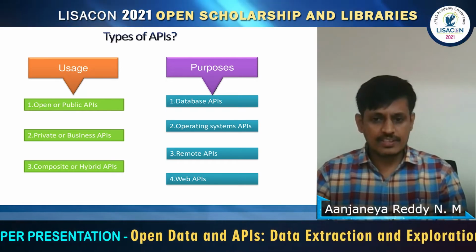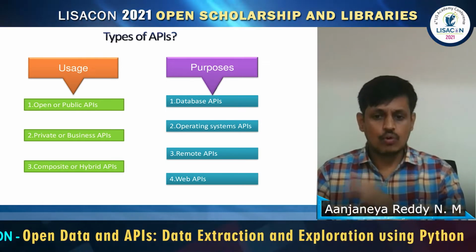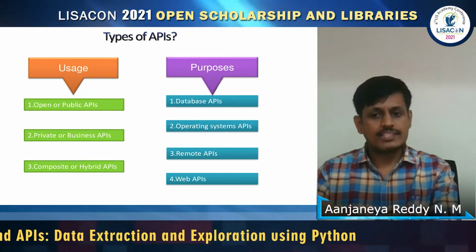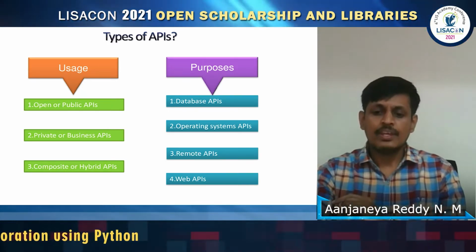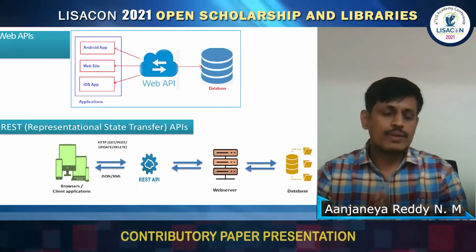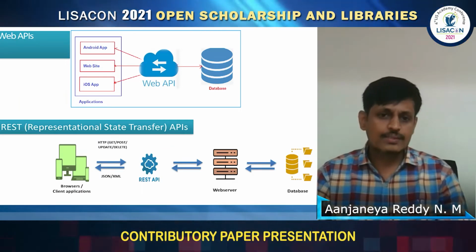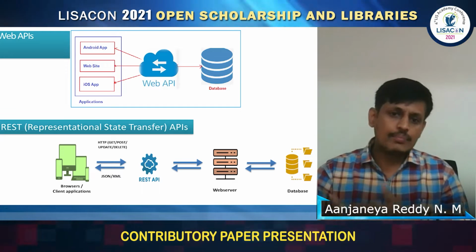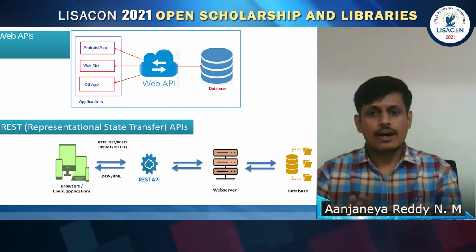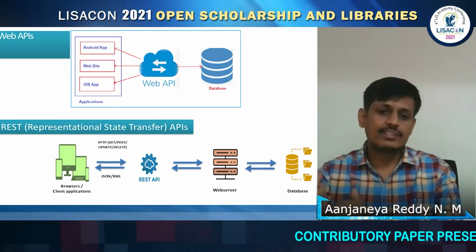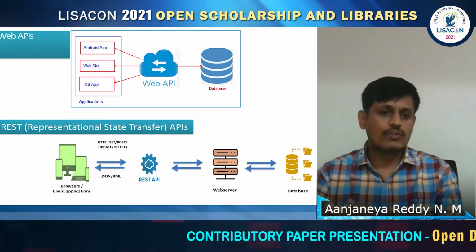And based on purpose, we can divide them into four parts: the database APIs, operating system APIs, remote APIs, and web APIs. If you look at these APIs, web APIs are the most commonly used. Anybody can access the data over the API through HTTP and URIs. Through that, anybody can access the database and get the data they are looking for.